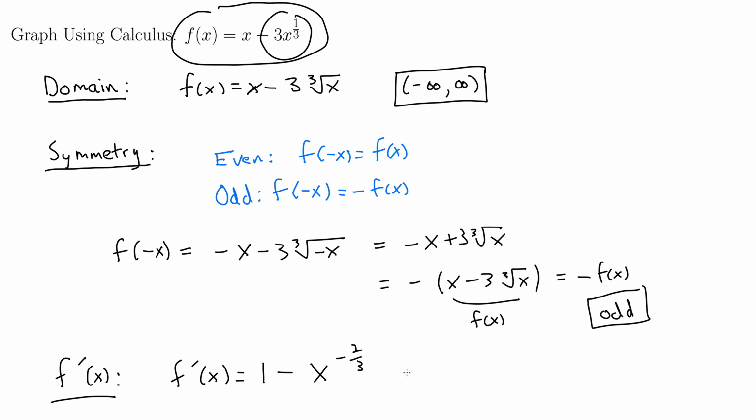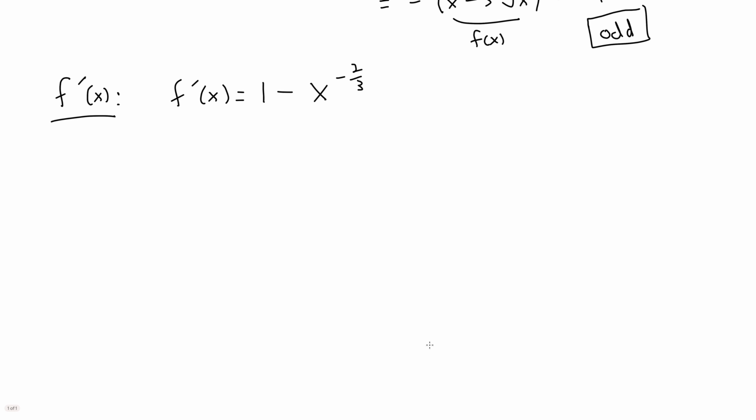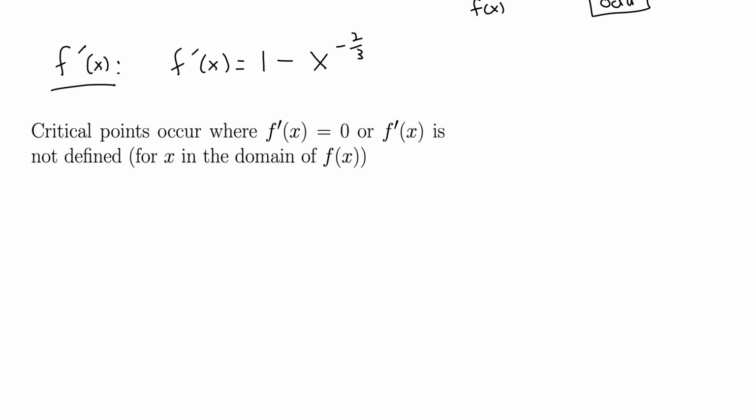Okay, so now we need to find our critical points. Those occur where either the function or the derivative equals 0 or is not defined. And that is, of course, for x in the domain of f of x. Okay, so let's get this derivative set equal to 0 and see what happens there. So we have 1 minus 1 over x to the 2/3 equals 0. But let's pause right here. Note that right off the bat, if x equals 0, the derivative is undefined. But that's one of our critical points, so we'll say x equals 0 is one of our critical points here.